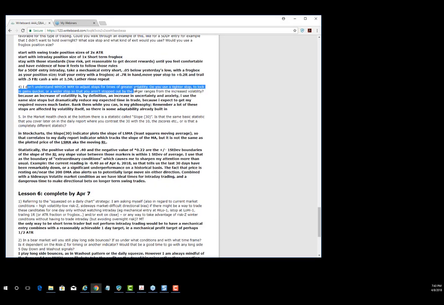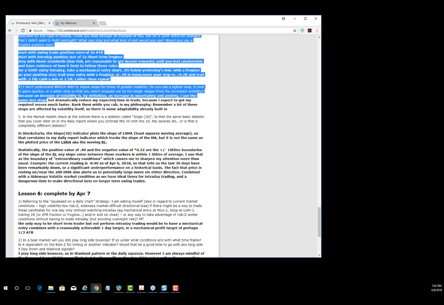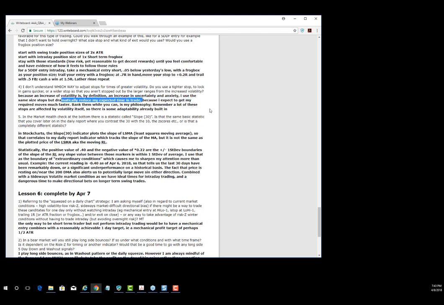Number 4, I don't understand which way to adjust the stops for times of greater volatility. Well, here's what I think about on this. Because an increase of volatility is by definition an increase in uncertainty and anxiety, then we should be quicker to preserve the profits that we make. And so what I use is really the same size stops for position sizing, but I dramatically reduce my expected time in the trade. And the reason is I think I'm going to see the move a lot faster.